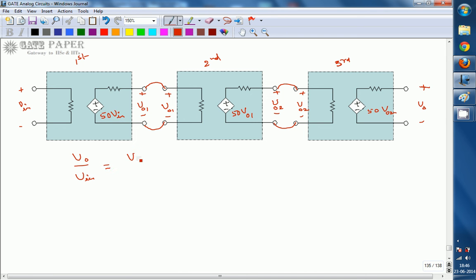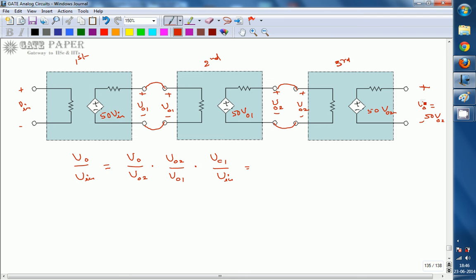V0 divided by V input is nothing but V0 divided by V02 into V02 divided by V01 into V01 divided by Vin. So that V02 cancels, V01 cancels, V0 by Vin will remain. So V0 by V02 is nothing but this is the gain. V0 is equal to, since it is open circuit, there is no load resistor connected, V0 will be same as 50 times of V02.